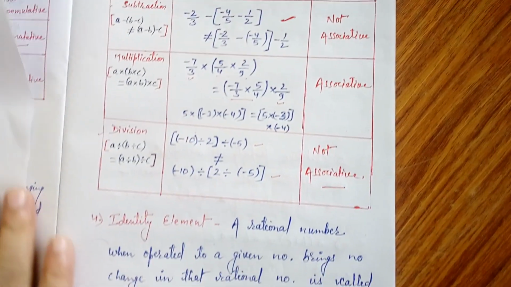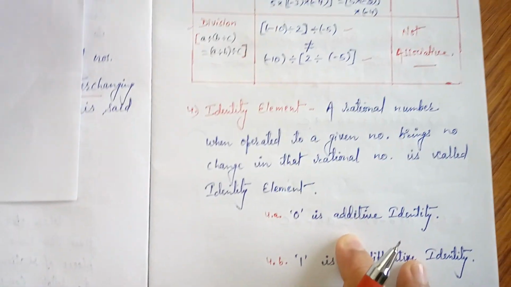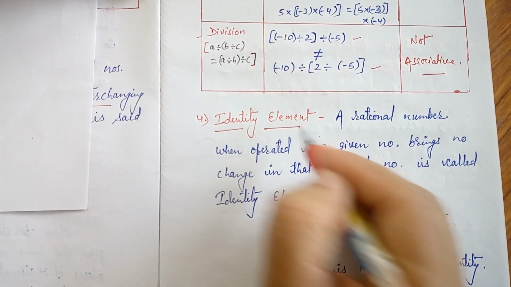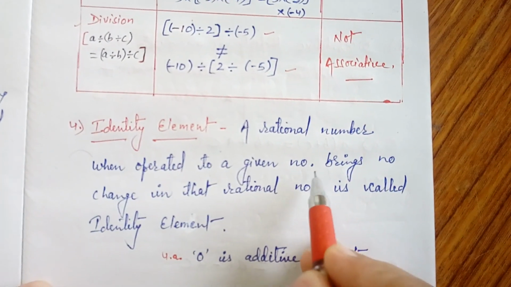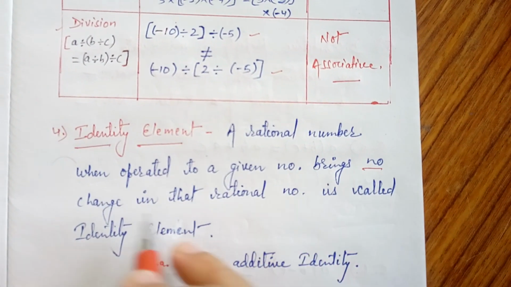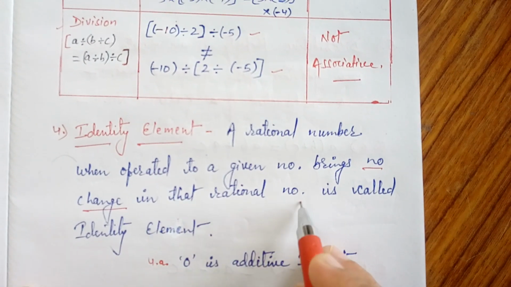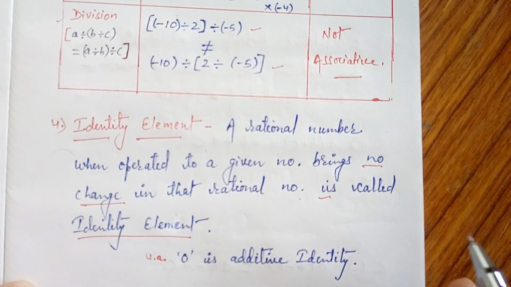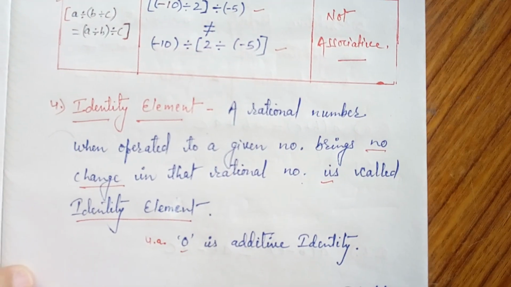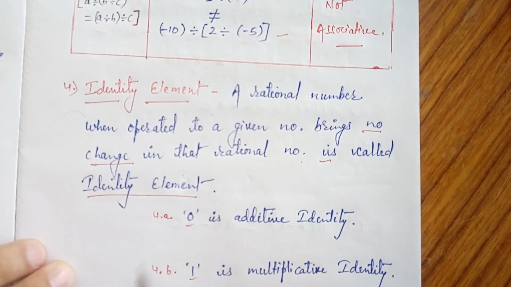Now next property. Next property is identity element. What is identity element? A rational number, when operated with a given number, brings no change in that number. That particular number is said to be the identity element. 0 is an identity element, 1 is an identity element.